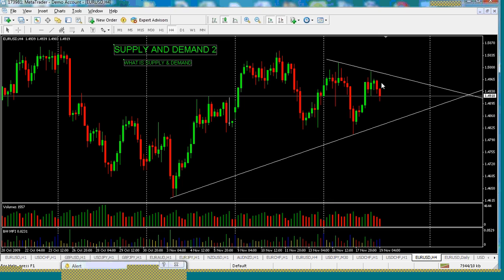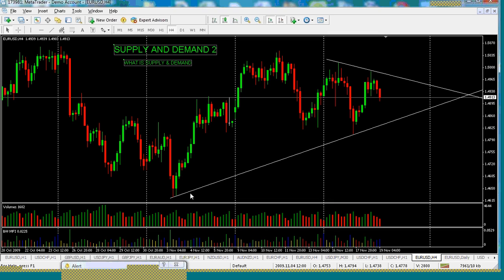And in the same way, when price breaks above the supply line, that means that demand has overwhelmed supply, and now demand is in charge. Now we know what supply and demand is.